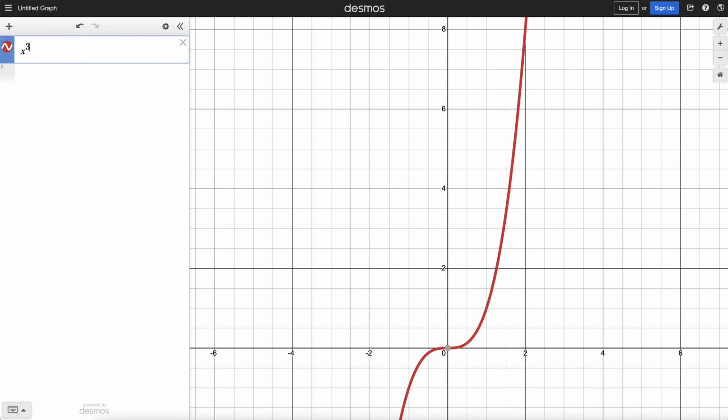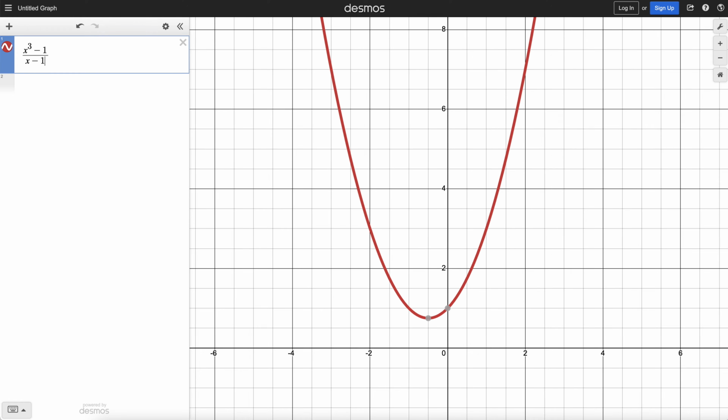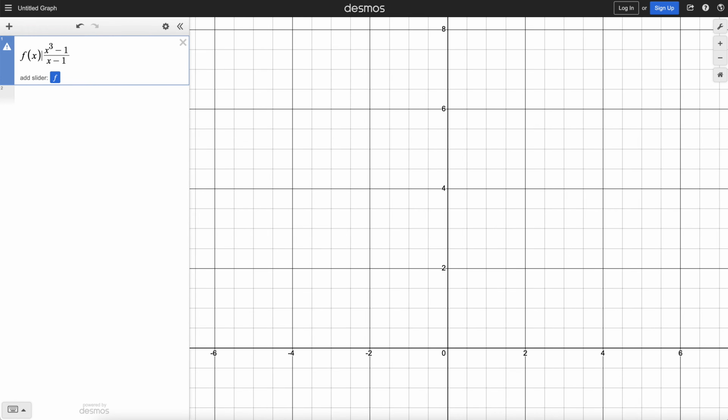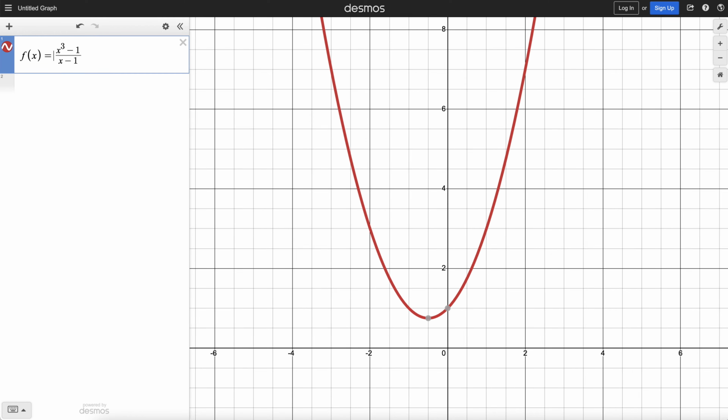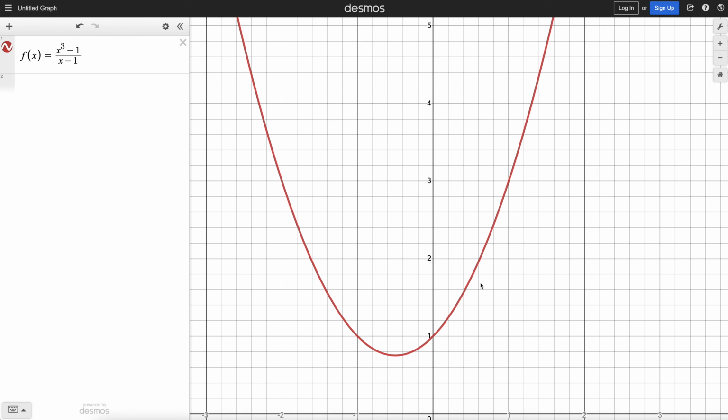So we can input this function into Desmos. We have x cubed minus 1, I'll just control all, divided by x minus 1. Okay, and there it is. And I'm gonna call this f of x equals. That's going to allow us to plug in all those values that you saw in that table for this function. Now, let's just look at this graph. First off, note that it's a parabola, and we're interested in what happens around x equals 1. Okay, so let's zoom in a little bit here. Okay, so around x equals 1.